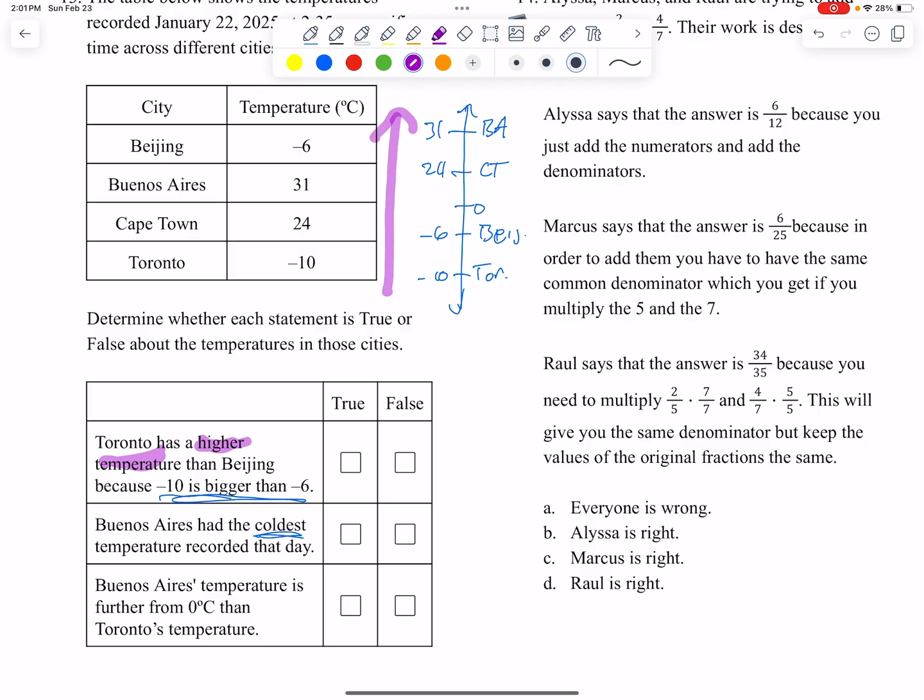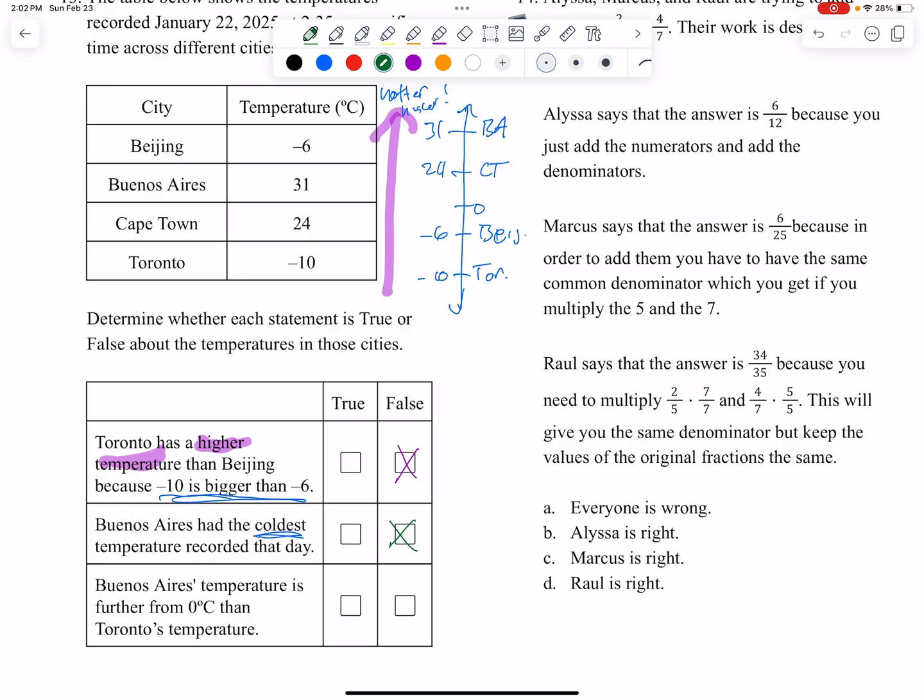No, I mean, this one, as you get taller, it gets hotter or higher. So in this case, if I'm looking at Beijing and Toronto, it says Toronto is higher. No, Toronto is lower. That's false. Next one, Buenos Aires is the coldest. So Buenos Aires is all the way at the top. No, Buenos Aires is the hottest here. So that is false. Okay.